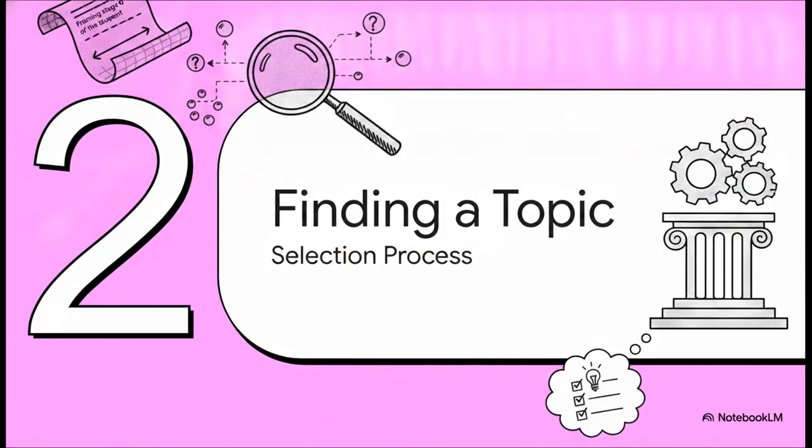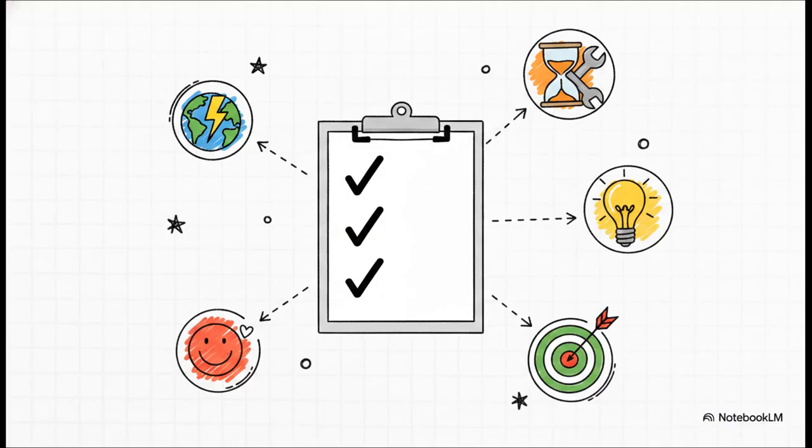Which brings us to part 2, finding your perfect topic, navigating the selection process. Once you've got that foundational philosophy locked in, we move on to the framing stage of our blueprint. This is where you systematically choose a topic strong enough to actually hold up your research. And a quick reality check here, you can't just pick a topic because it sounds cool. It has to pass a pretty rigorous test.